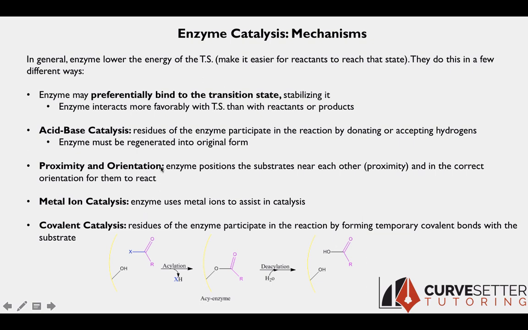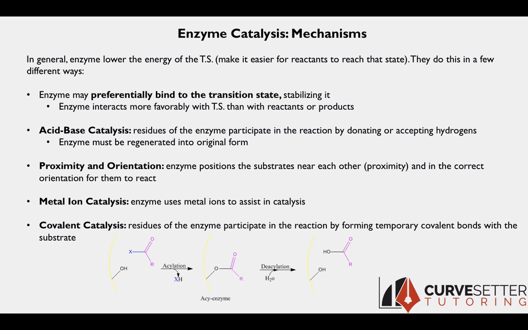Next, we have proximity and orientation, which refers to when an enzyme positions the substrates near each other, so that's proximity, and in the correct orientation for them to react. So it really just aligns the two, or there may be more than two, reactant molecules in the perfect orientation to facilitate that reaction. Metal ion catalysis is when an enzyme uses metal ions to assist in catalysis. Often those ions, which are cations, are going to stabilize the transition state in some way or another.